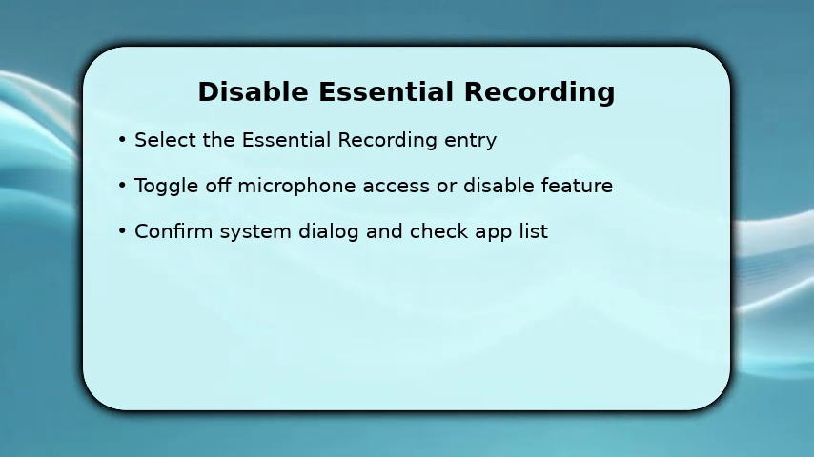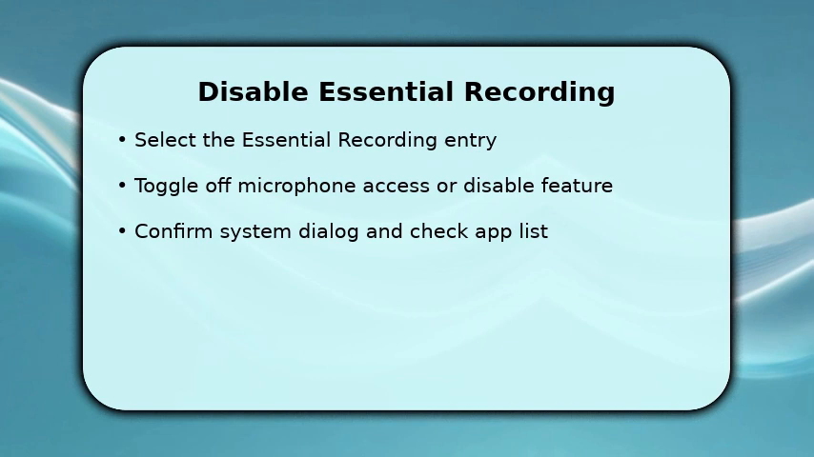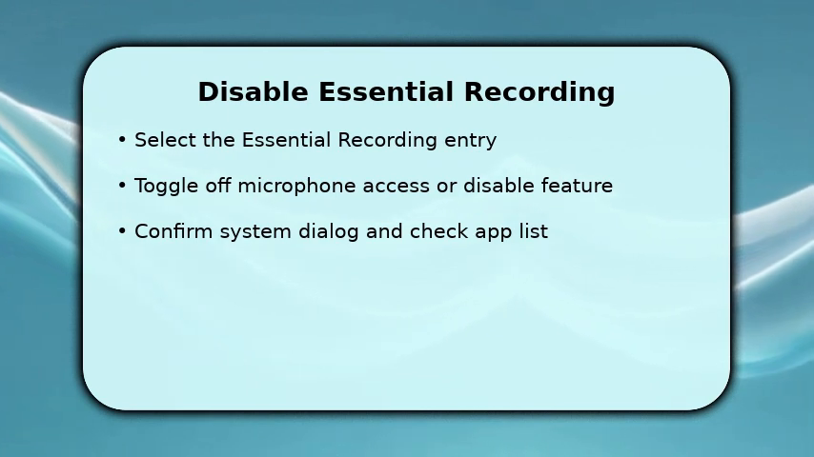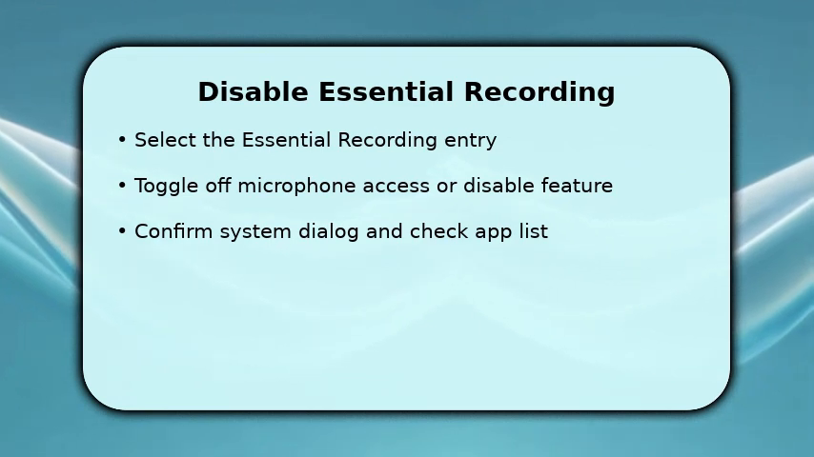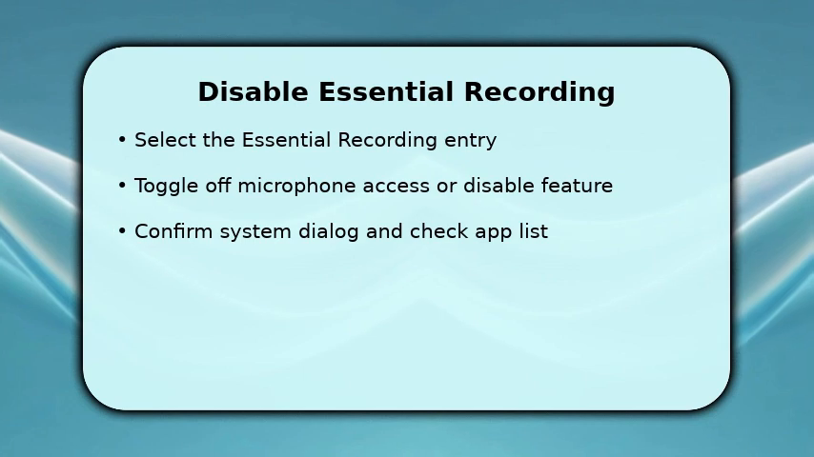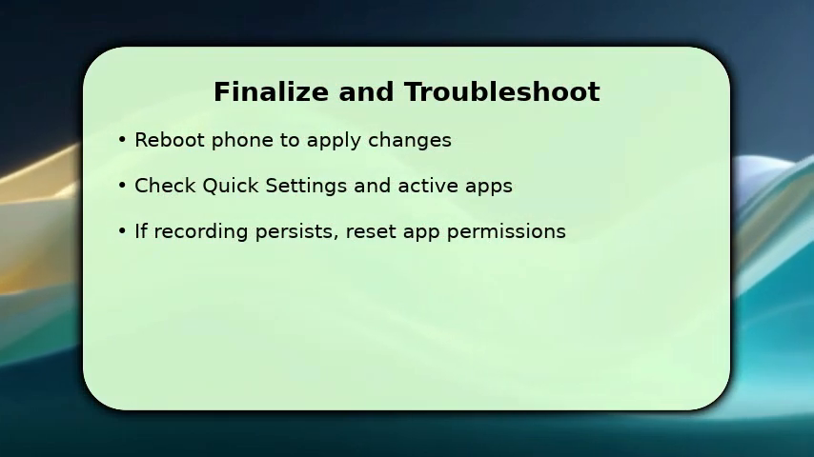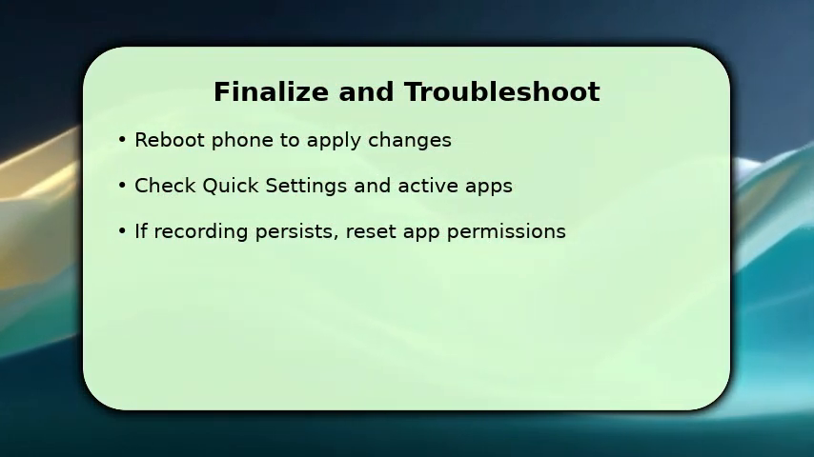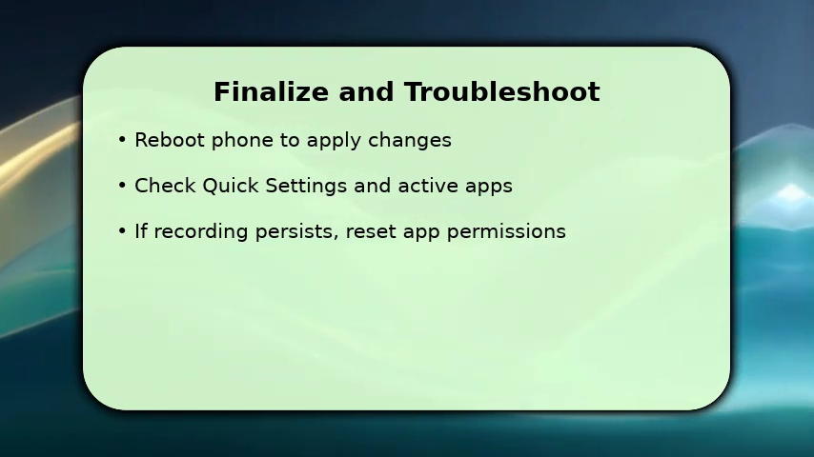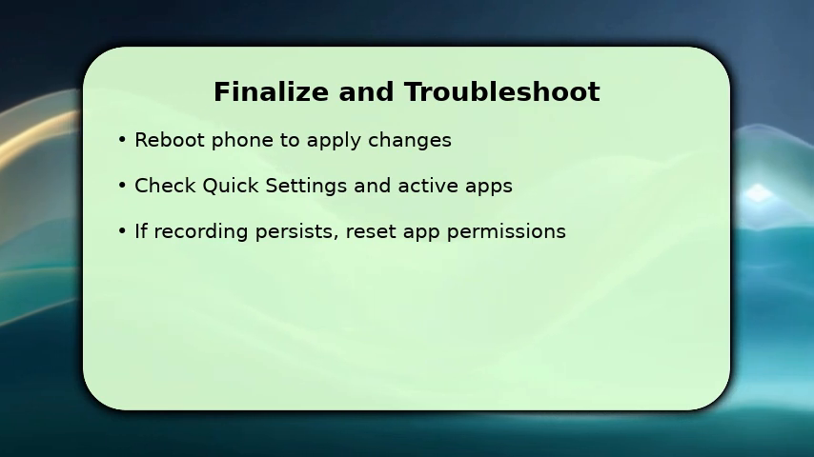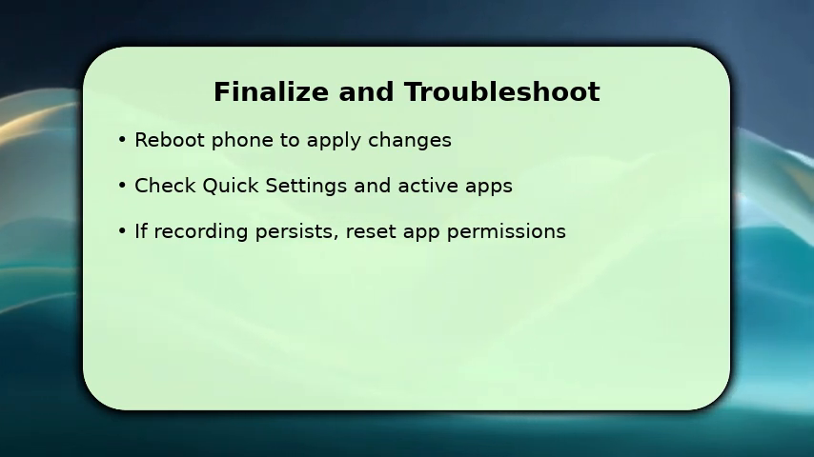After disabling, scan the app permission list to confirm no third-party app still holds recording permission that could re-enable the behavior. To finalize, reboot the phone so system services fully reload without recording privileges. This prevents cached services from continuing. Once restarted, inspect Quick Settings and the running apps list to ensure no recorder shortcut or persistent notification remains.